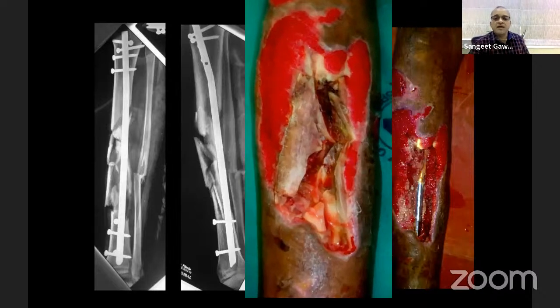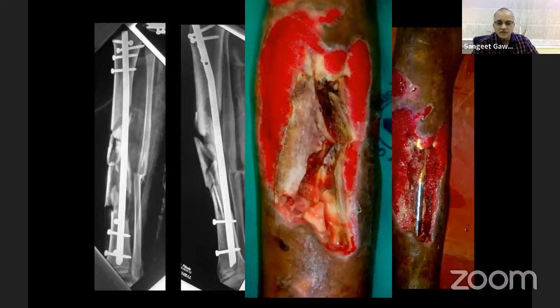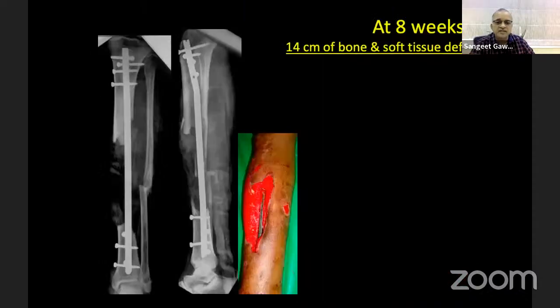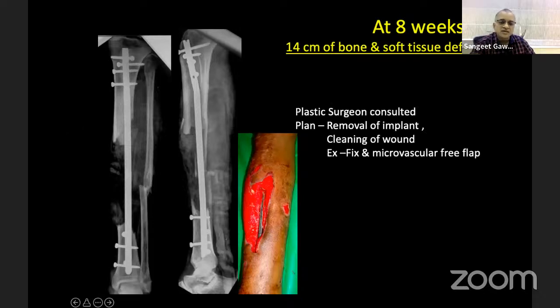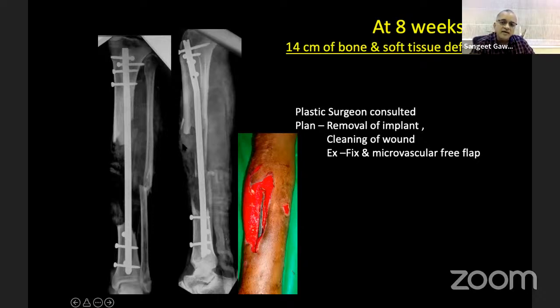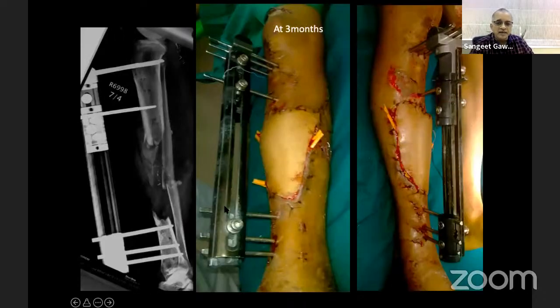Another situation where you can see here, this was a compound fracture. It was a Gustilo 3A open type fracture, and there are multiple fragments. Probably they became avascular, the nail was exposed, and these avascular fragments had to be excised. Ultimately, he was left with an exposed nail and a bone gap of almost 14 centimeters. To reconstruct such a large gap is very difficult. A plastic surgeon was consulted, and he advised removal of the implant, cleaning of the wound, external fixator, and a microvascular free flap, which was executed like this.